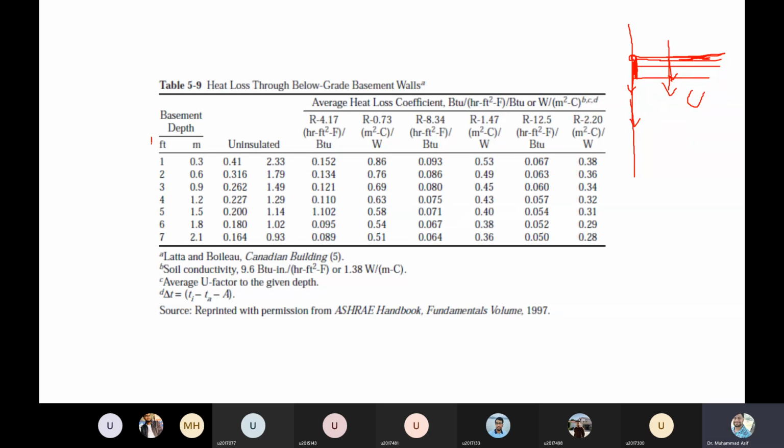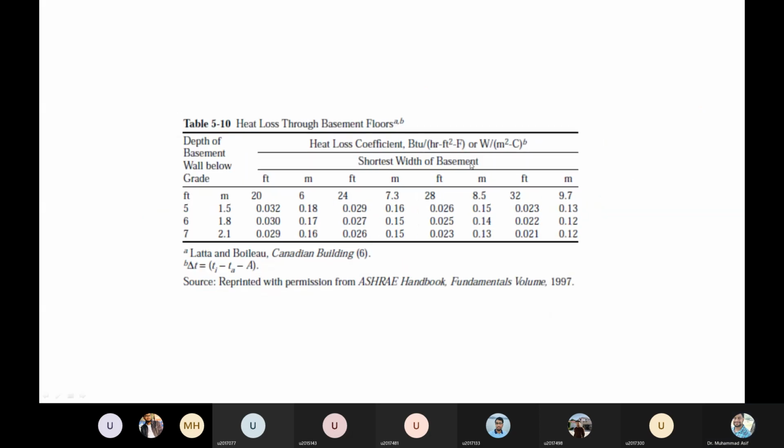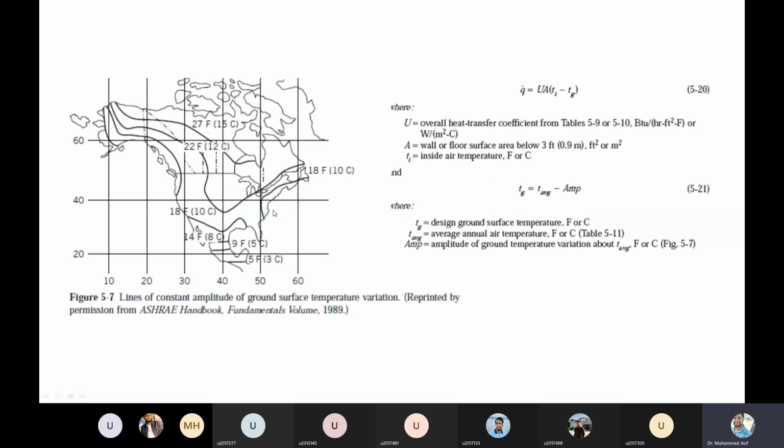For example, here the values of the depth are given starting from, let's say, 1 foot to 7 feet, or in meters. You can have the value of the R. As you can see, different values of the R. Similarly, for the heat loss through the basement floor, you can calculate depending upon the thickness. And how to calculate the heat transfer from the soil or from the ground? There is a formula for that.